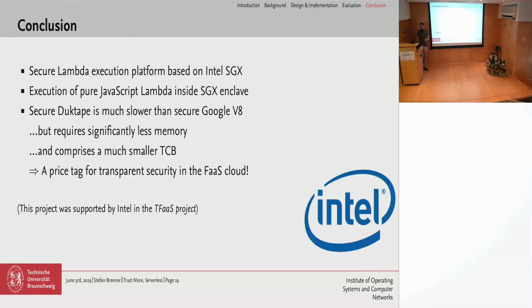Okay, so to conclude the talk, I have now shown you our SGX-based lambda execution platform that executes JavaScript-based lambdas, and you could see that the Duct Tape interpreter is very slow compared to Google V8, but it uses a lot less memory. I forgot to say that it's using 40% less memory, and it also has a significantly lower trusted computing base. So with this, we put a price tag on security in a function cloud, because we can more or less transparently enable security. This concludes my talk. Thanks for your attention, and I'm happy to take your questions.